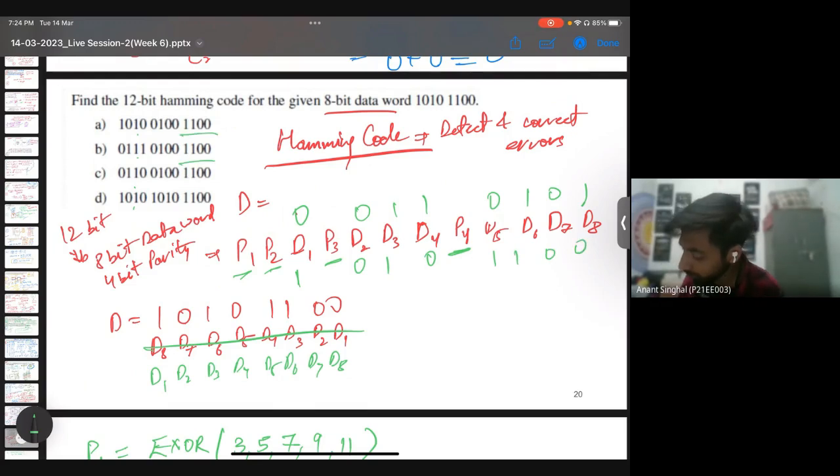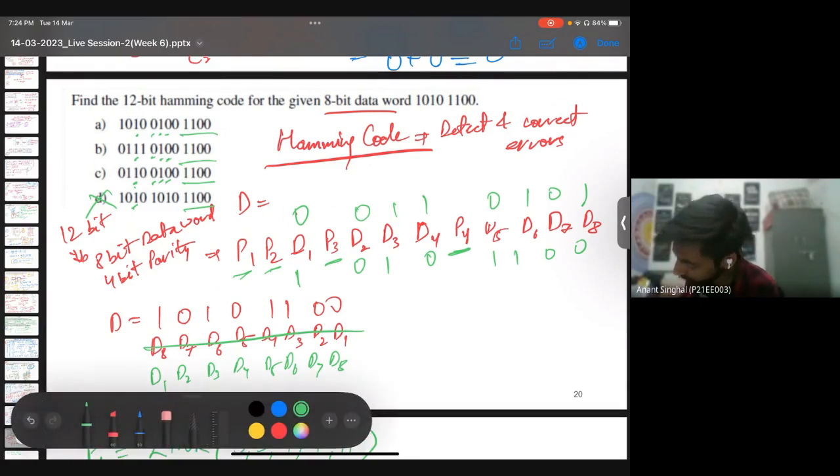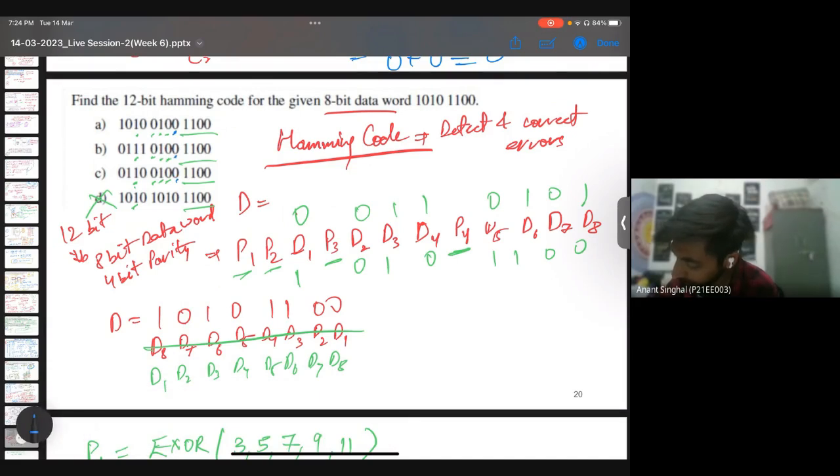So 1, 1, 0, 0 is present in all of them. Then D1 is 1, then D2 is 0, which is this, so this option is eliminated. Then D3 is 1, which is this. Then D4 is 0, which is this. Then we need to calculate these 4 bits: this bit, this bit, this bit, and then this bit.